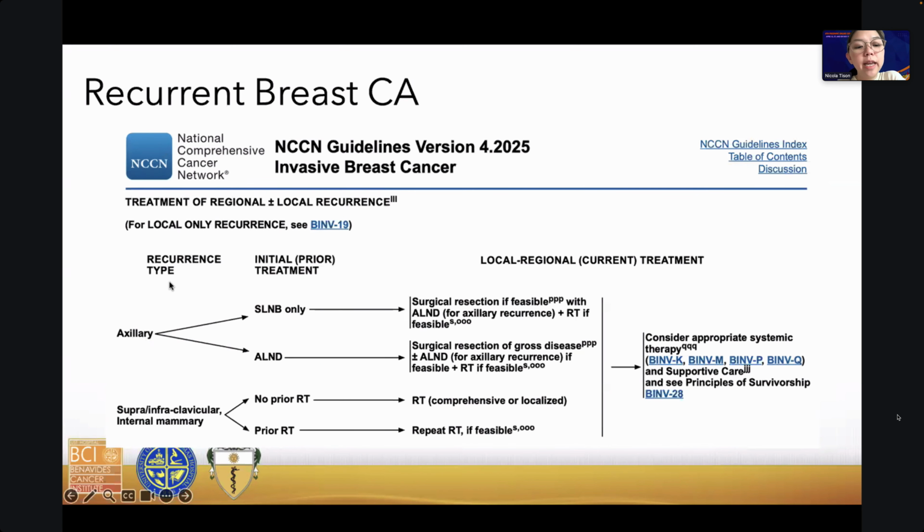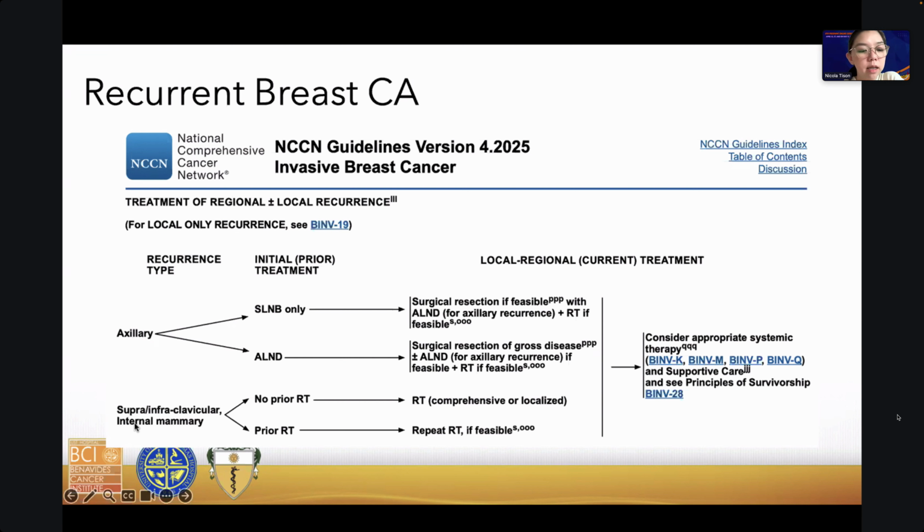For patients who only have axillary recurrence, if their initial surgery was an SLNB, then we go ahead and do an axillary dissection if feasible. If not, as I said, we can do pre-op systemic therapy, followed by RT again if it is still possible. If the previous surgery was an axillary dissection, then we at least try to resect that axillary recurrence. If it seems inoperable, we can give pre-op systemic therapy first, followed by RT again if feasible.